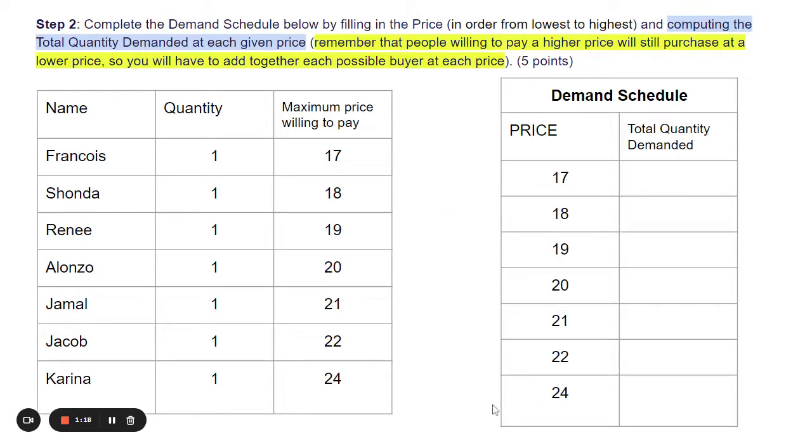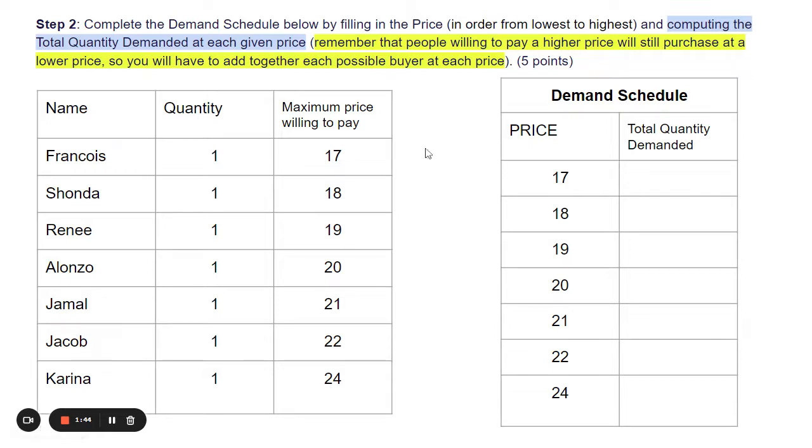In step 2, they're asking us to compute the total quantity demanded at each given price. And what we need to remember, and this is where we usually have problems with this assignment, is that people willing to pay a higher price are also willing to purchase at a lower price. So you have to add together each possible buyer at each price.